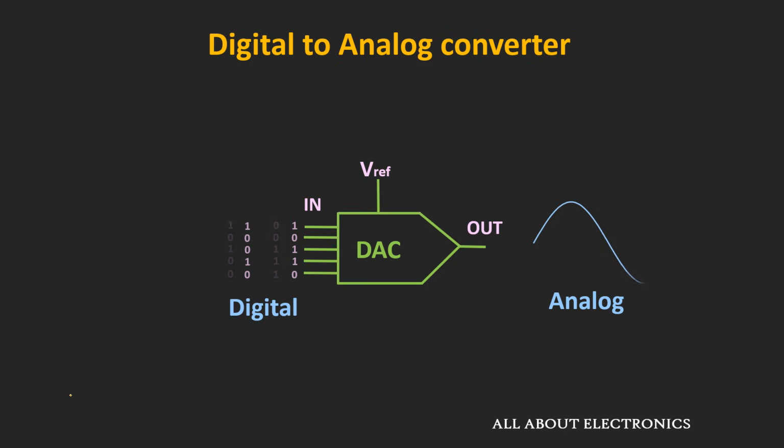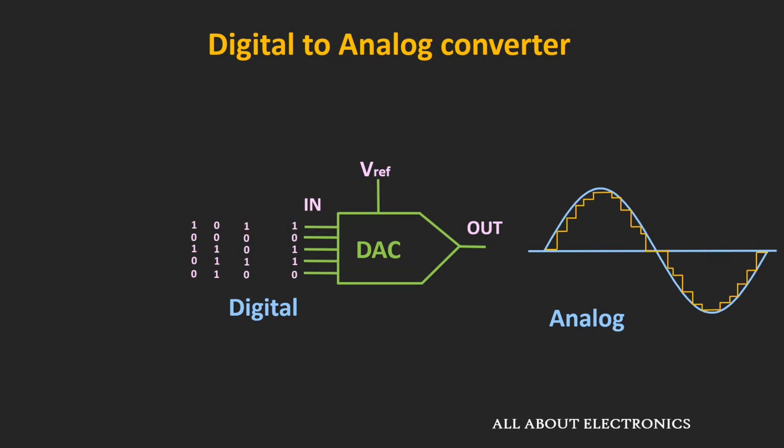But if the digital code is changing continuously at the fixed interval, then the output will also change continuously. But actually if you see the output of the DAC, then it will look like this. And by passing the output through the filter, it is possible to smooth out the output.